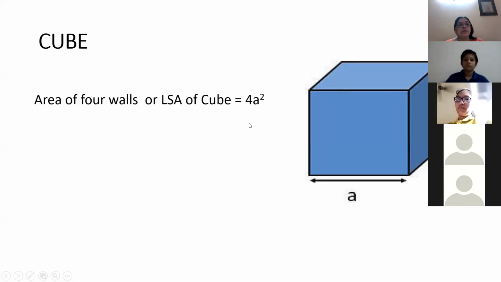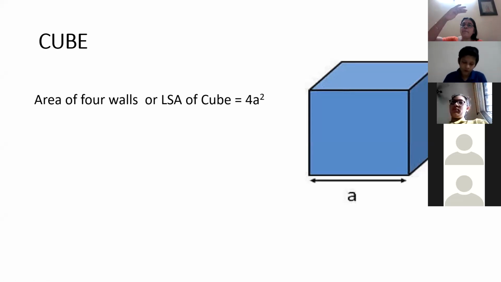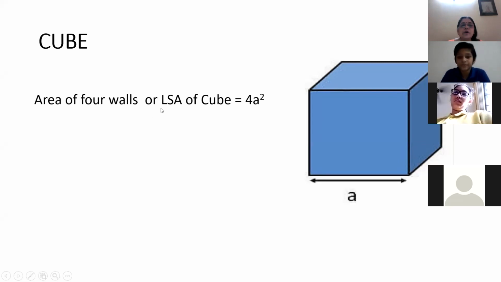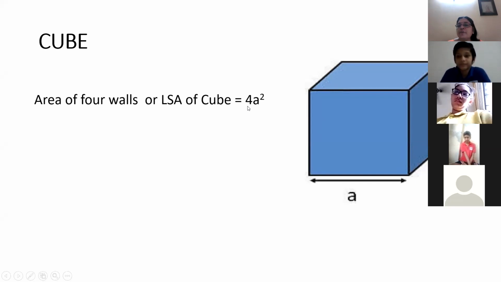So now, area of 4 walls. Now, if I consider only the sides portion without considering top and bottom, then there are only 4 faces, 4 surfaces. Now, each face has an area A square. Okay, and we are considering 4 faces, so we call it area of 4 walls, or LSA of cube, is 4A square. Please, you have to note it down.